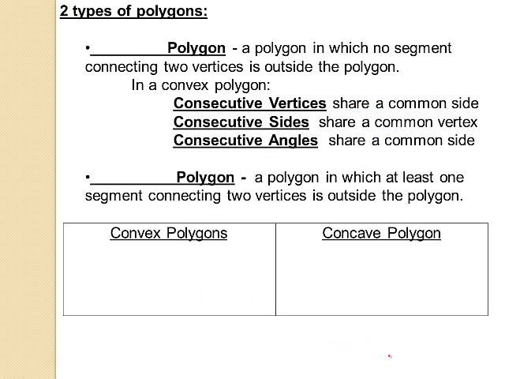So the different types of polygons that we're going to be talking about, we have convex versus concave. A convex polygon is a polygon in which no segment connecting 2 vertices is outside the polygon. In a convex polygon, consecutive vertices share a common side, consecutive sides share a common vertex, and consecutive angles share a common side. A concave polygon is a polygon in which at least one segment connecting 2 vertices is outside the polygon. Visually, this is a lot easier to actually see.